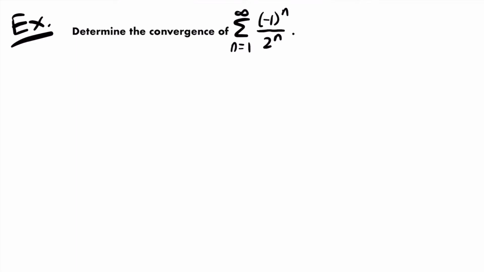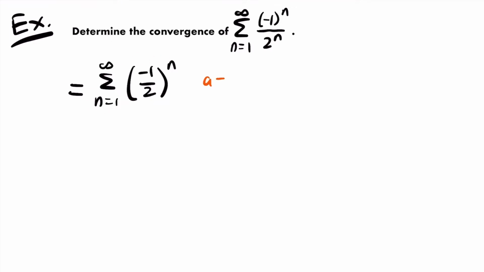In this case, notice that both the numerator and denominator are raised to a power of n, and so we could rewrite this series to be the sum from n equals 1 to infinity of -1 divided by 2, to the power of n. Okay, so since both the numerator and denominator were raised to that power, we can just take that whole fraction to the power of n. And so now you can see that we have a series in the form of a geometric series.